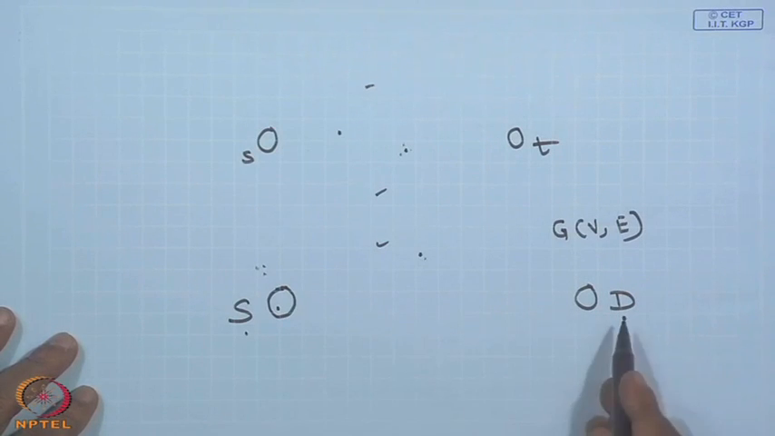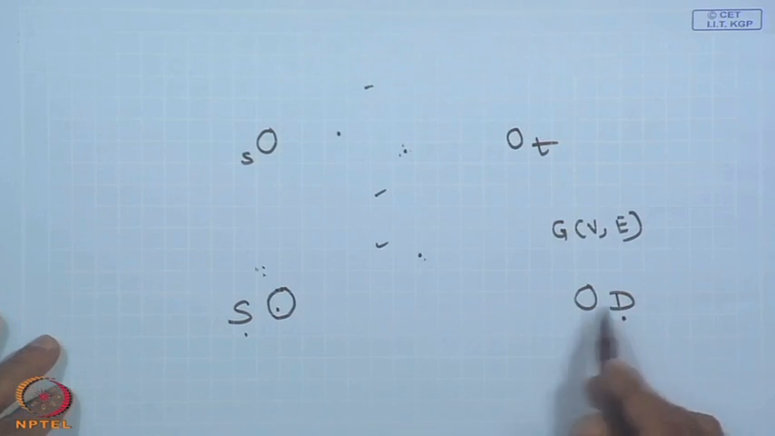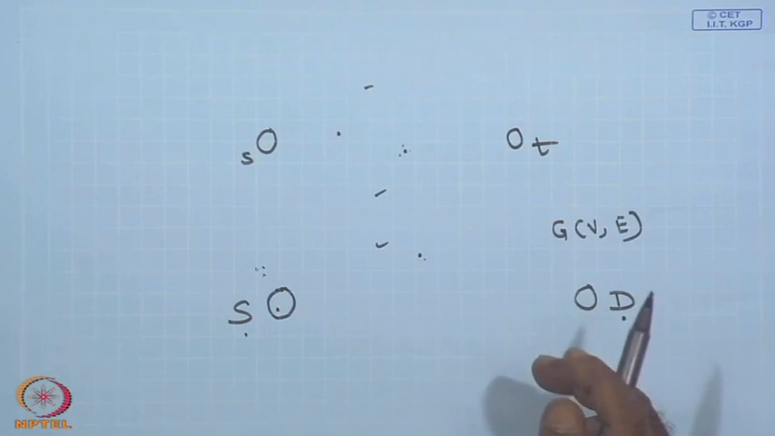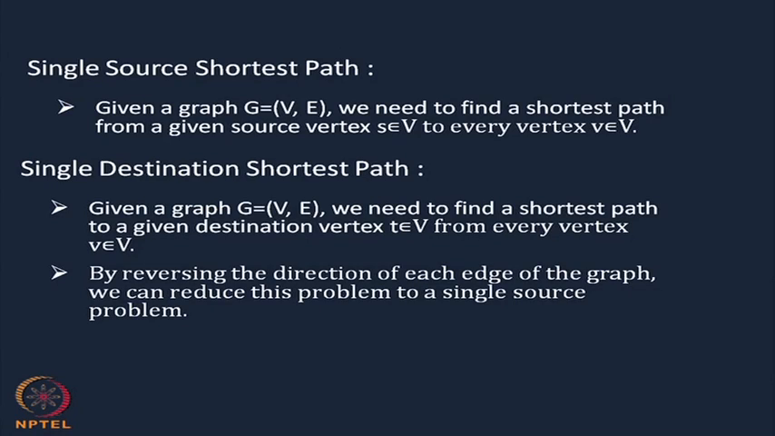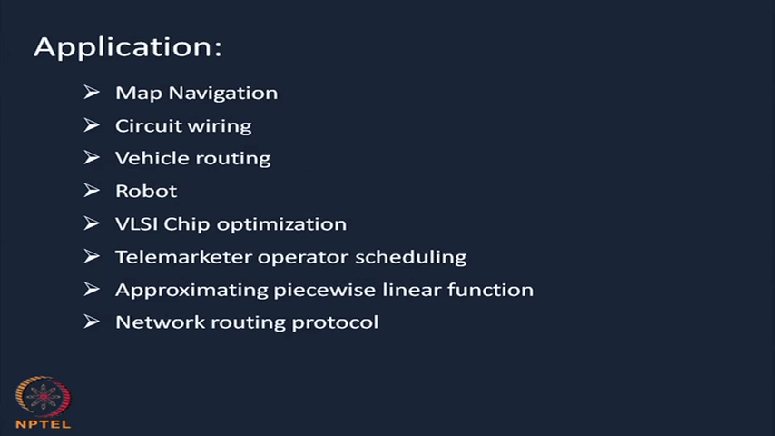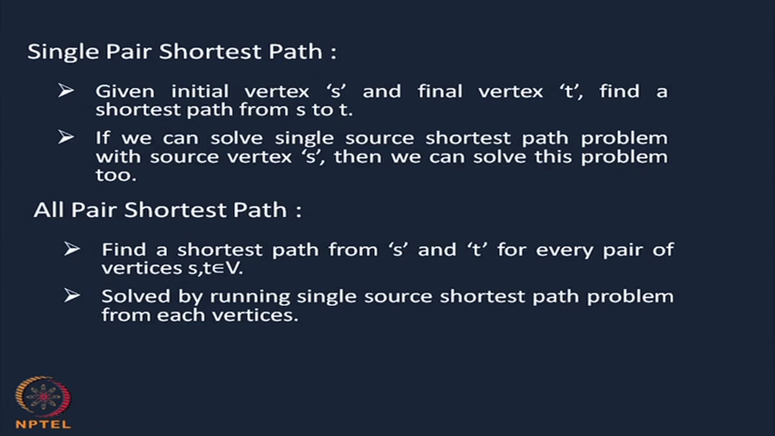So, of course, by reversing the direction of each edge of the graph, we can reduce this problem always to a single source problem. So, we want to work with the single source, single destination shortest path problem. And now, the single pair shortest path. You are having the given initial vertex S and final vertex T. Our aim is to find out the shortest path from S to T.